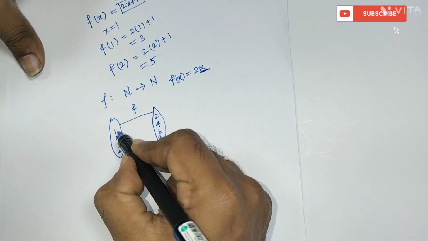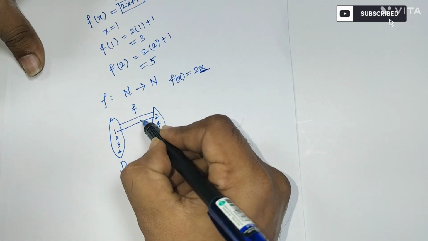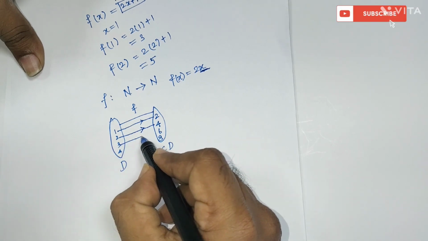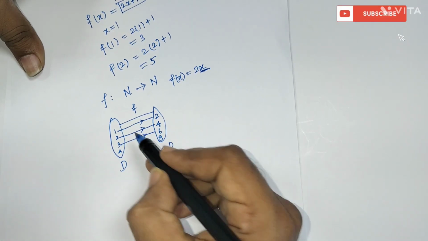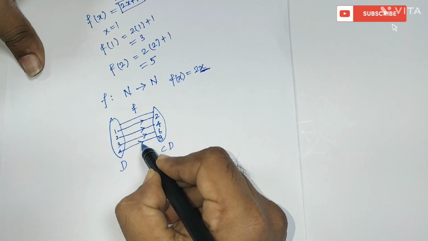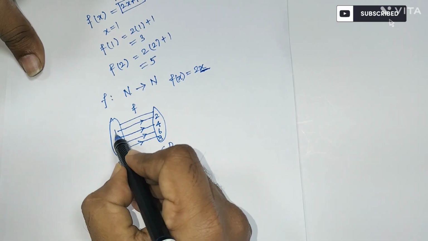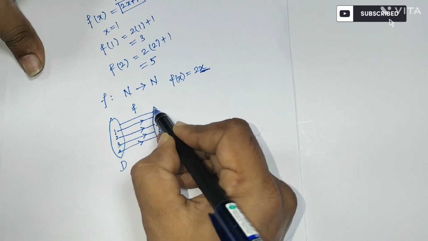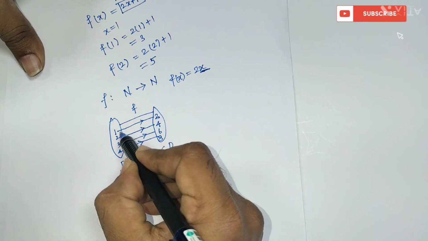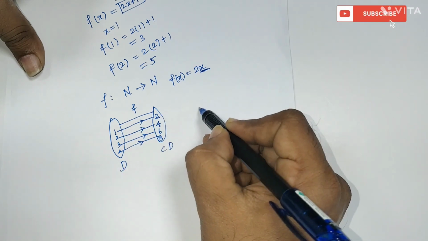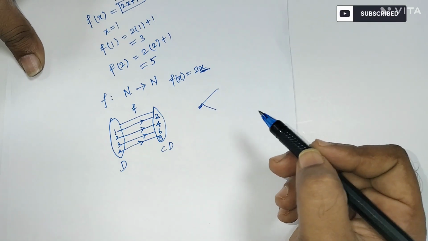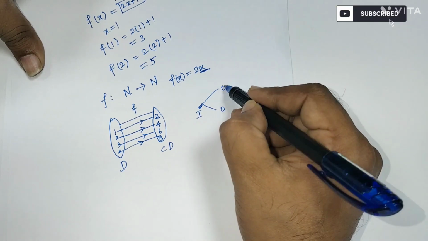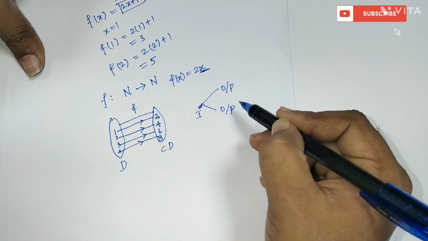When I give the input 1, I get the output 2. Giving 2, I get the output 4. Giving 3, I get 6. Giving 4, I get 8. So one input gives one output, right? This is called a unique function. Why? Because one input cannot give two outputs. That is not possible.